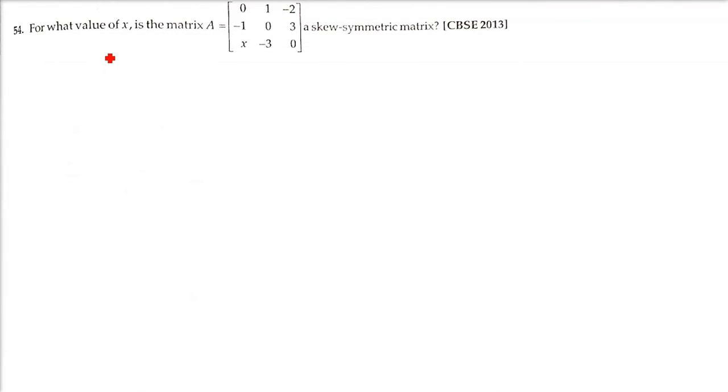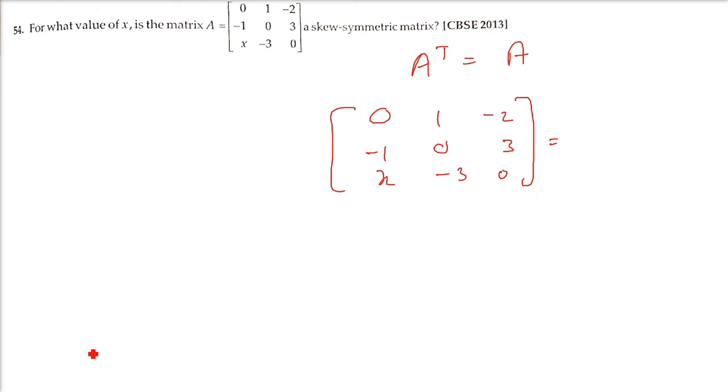For what value of x is the matrix this a skew symmetric matrix? Skew symmetric means A transpose has to be equal to minus of A. I have to put a negative here. 0, 1, negative 2, minus 1, 0, 3, x, negative 3, 0. And this has to be equal to negative of A. I hope you got the idea. Skew symmetric has to be negative. So let me put a negative here.